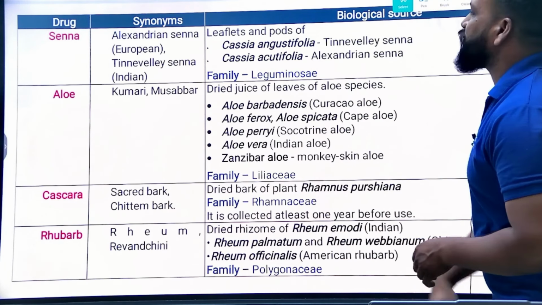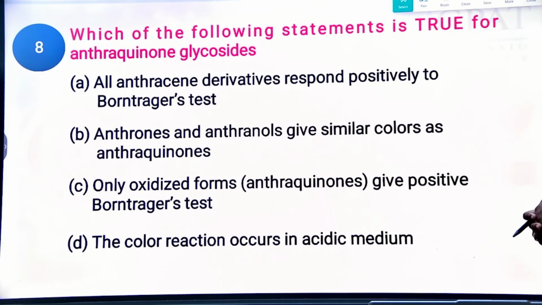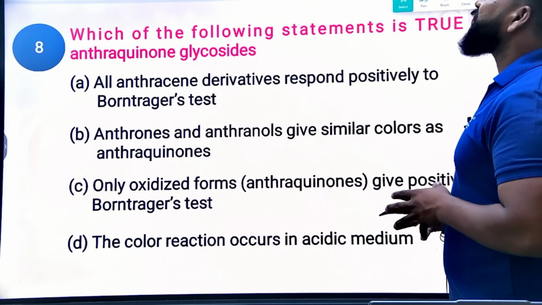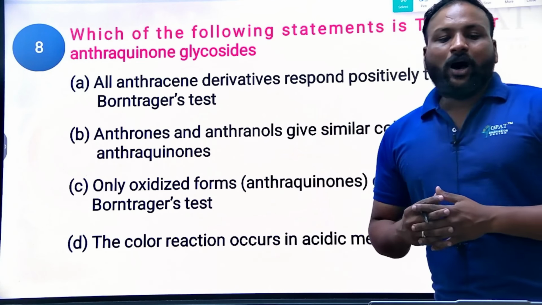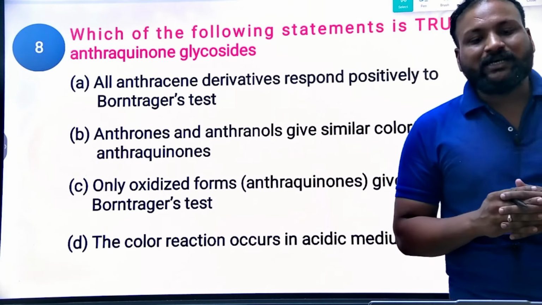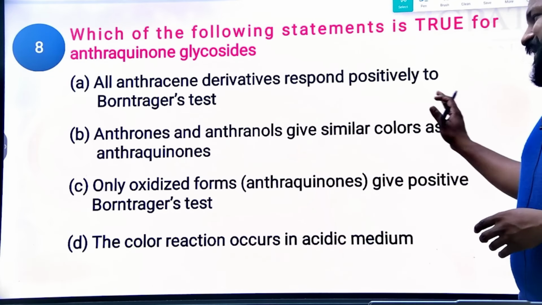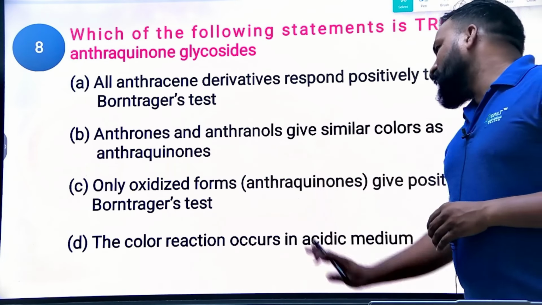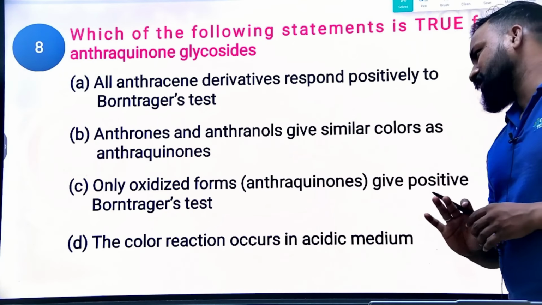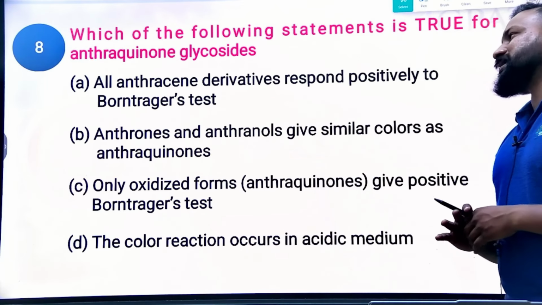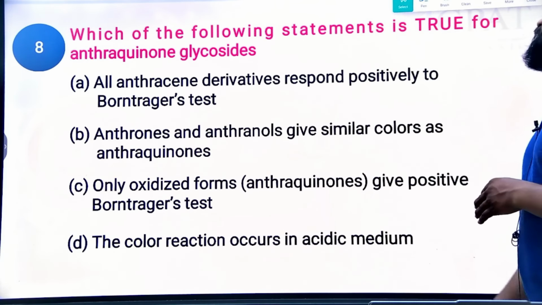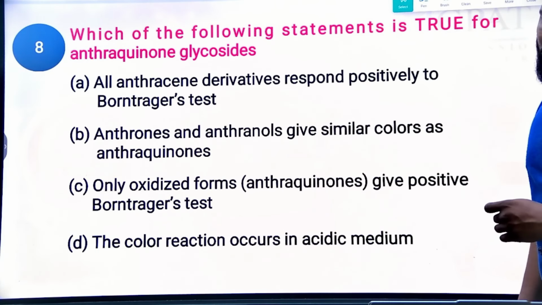Now moving to the next question. Which of the following statements is true for anthraquinone glycosides? What are the special features? All anthracene derivatives respond positively to the Borntrager's test. Anthracene gives similar colors as anthraquinones. Only oxidized forms give a positive Borntrager's test, and the color reaction occurs in acidic medium. Which of the following statements is true for anthraquinone glycosides?